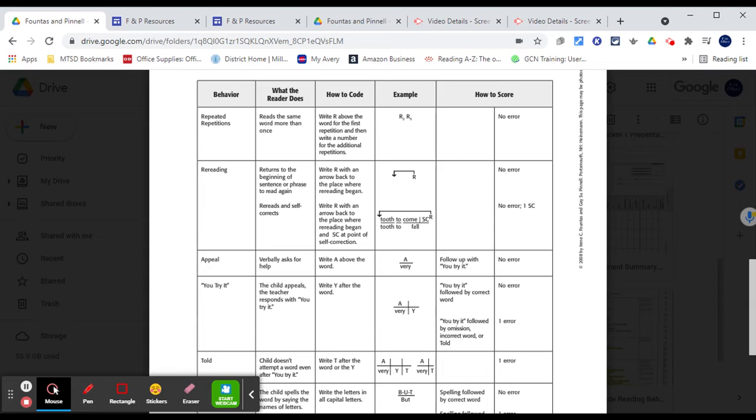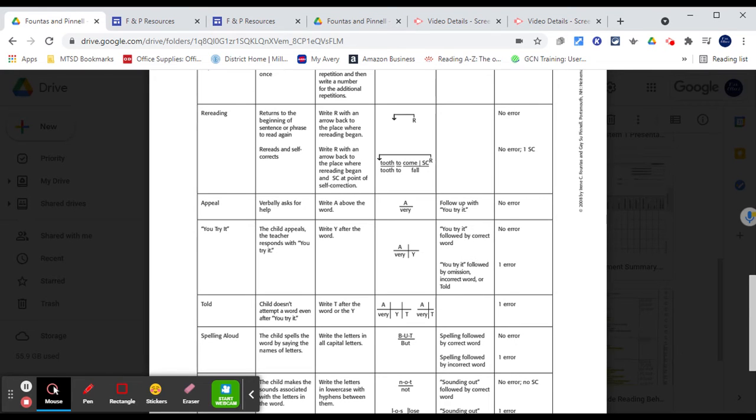looks like she did a self-correction with the, let's see, it says write R with an arrow back to the place where rereading began and an SC at the point of the self-correction. That is also not an error.